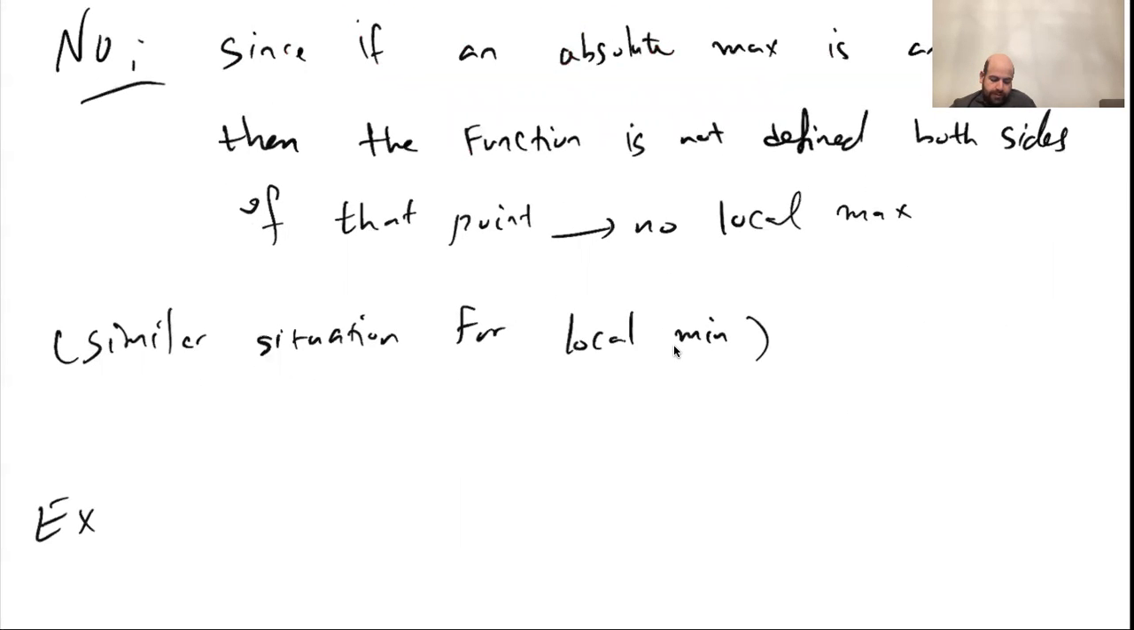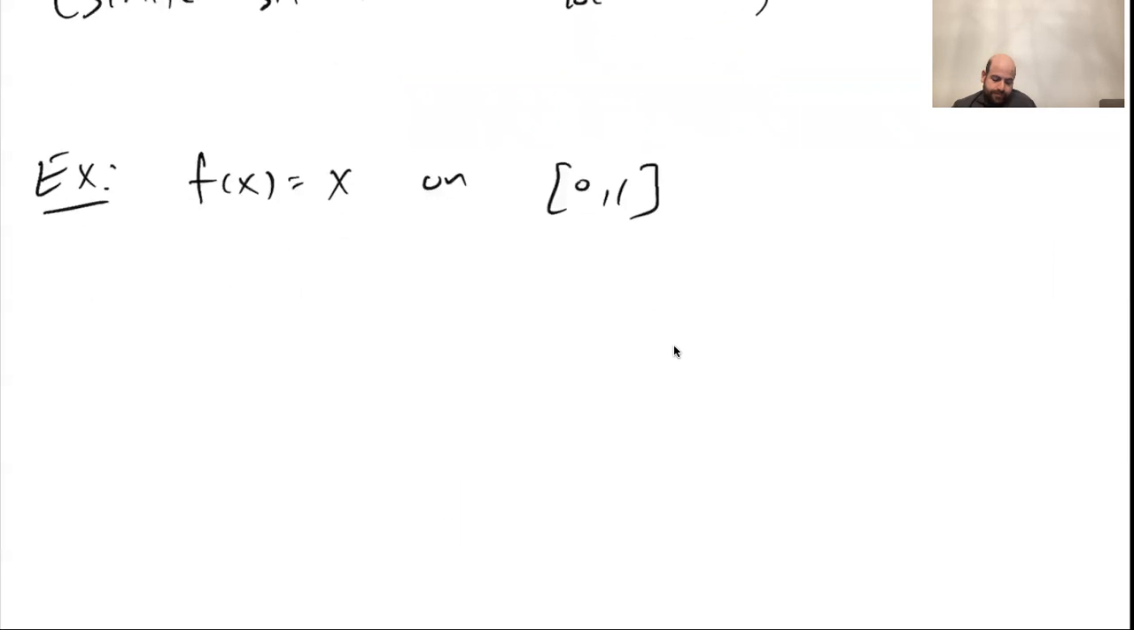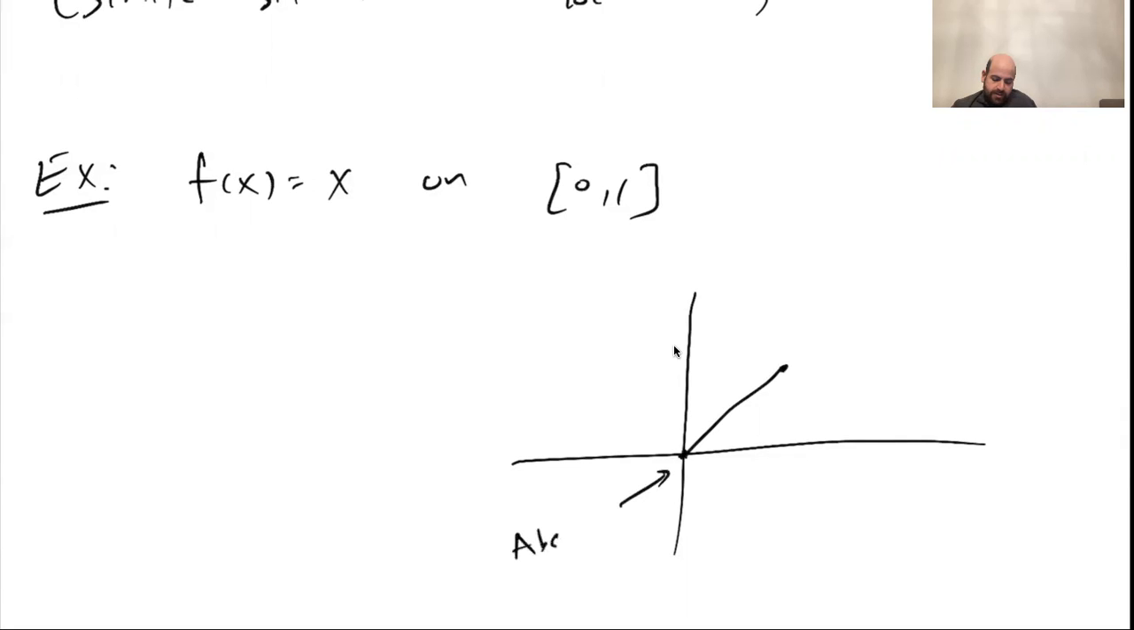So let's look at an example. Let's look at a simple example. f of x equals x on 0 to 1. This is the graph of the function. So here, of course, we have absolute mean at x equals 0 and absolute max at x equals 1. But again, absolute mean at x equals 0 will not be a local minimum.